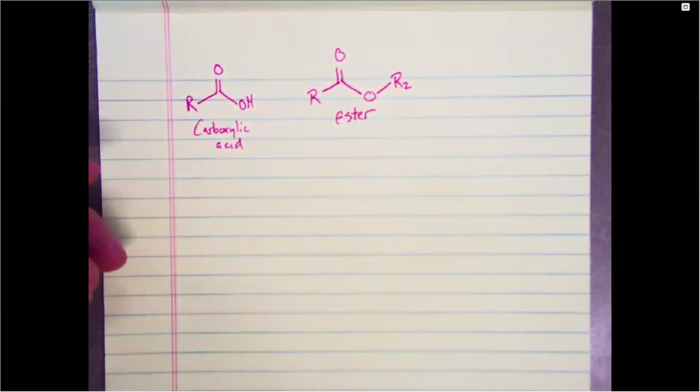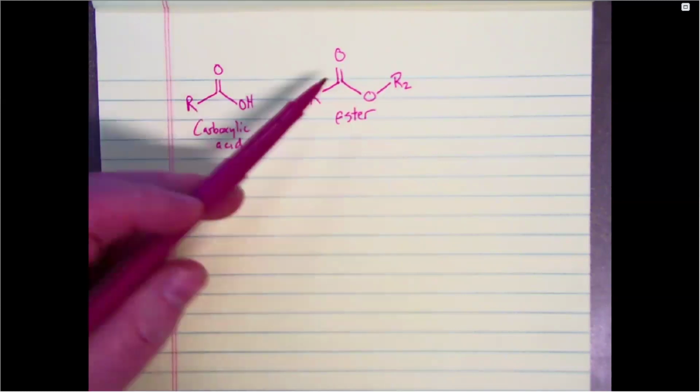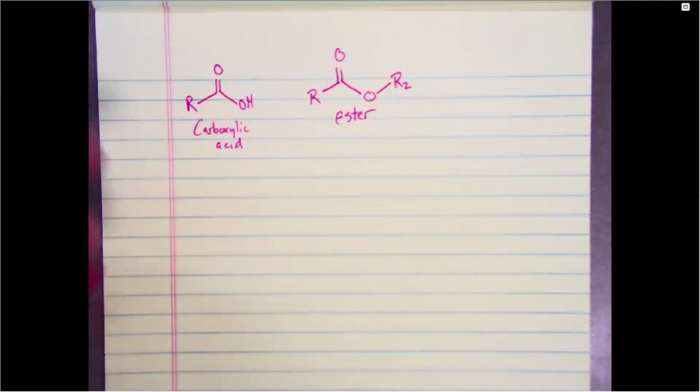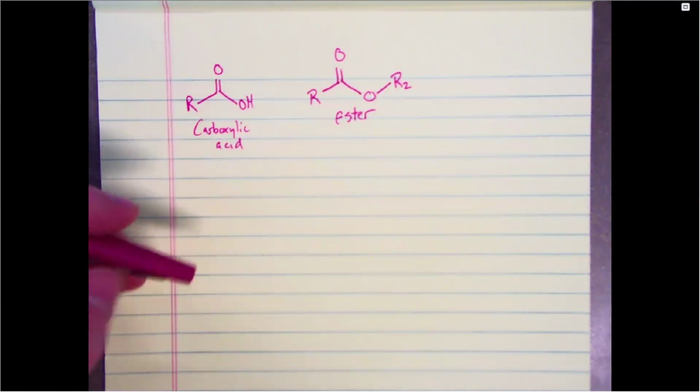Esters cannot do hydrogen bonding anymore unless there's some other functional group on them. So we expect them to be less polar and to have lower melting and boiling points than a carboxylic acid of about the same size. They're still polar because of the strongly polarized carbon-oxygen double bond, so we expect dipole-dipole intermolecular forces, not quite as strong as in carboxylic acids.